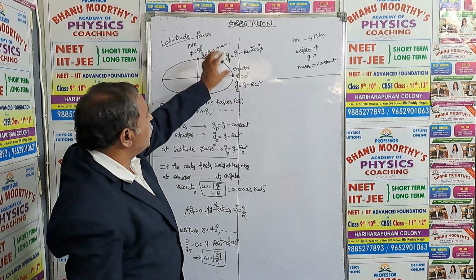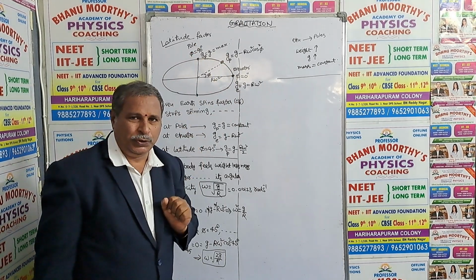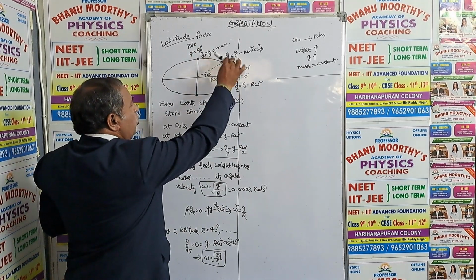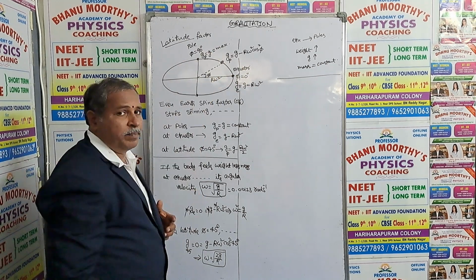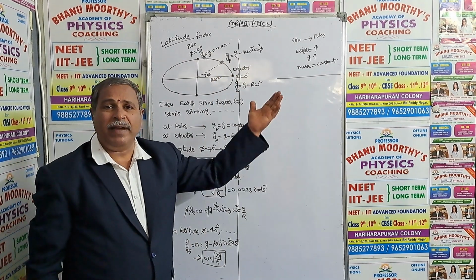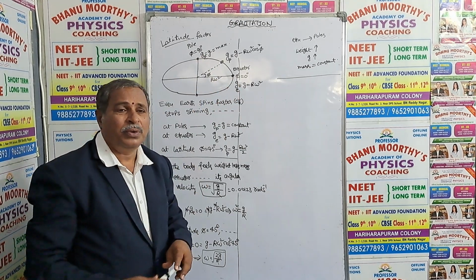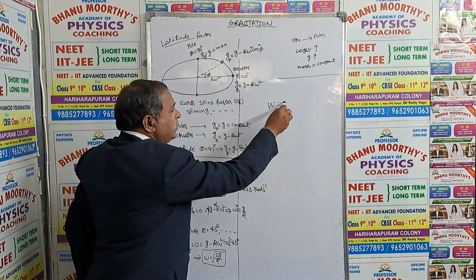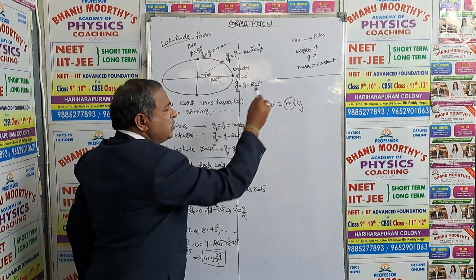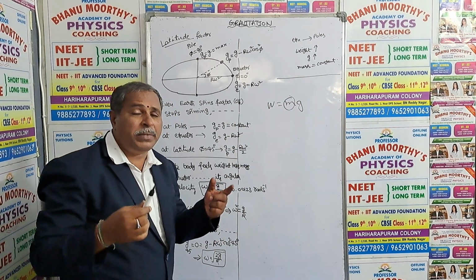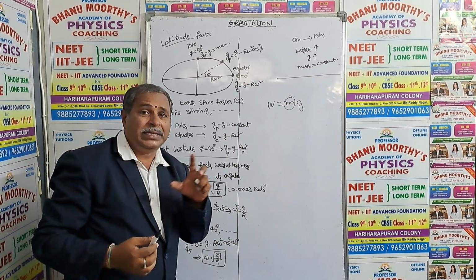As the body moves from equator to poles, what happens to its weight? The small g value increases. Weight means mg. Mass does not change as the body moves from equator to poles, because mass is an independent factor.